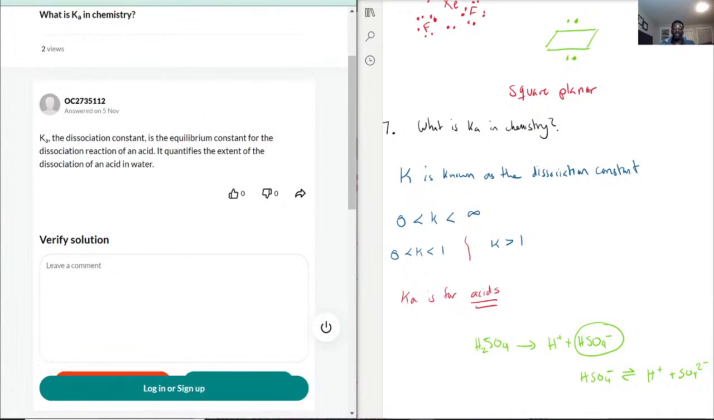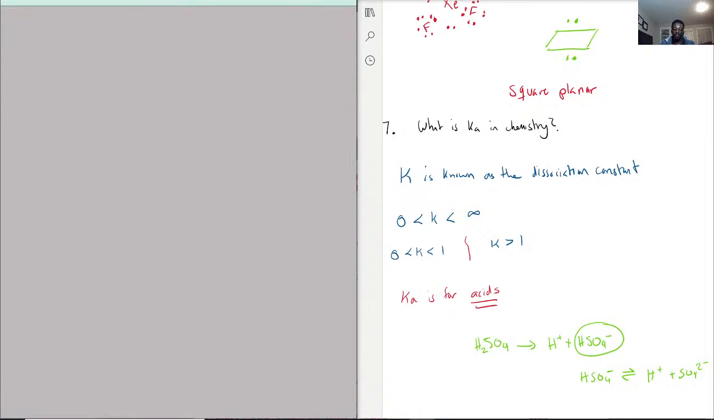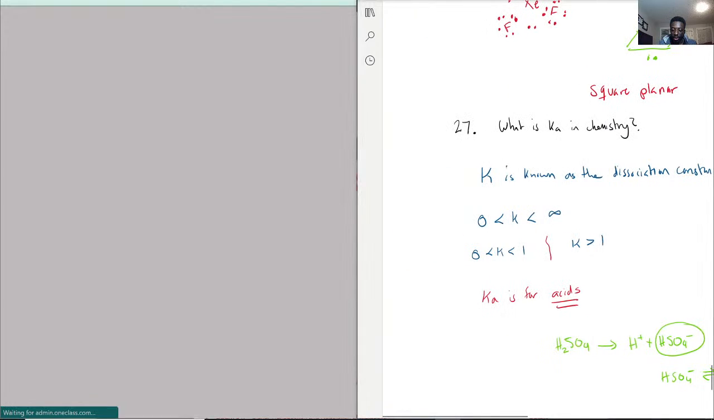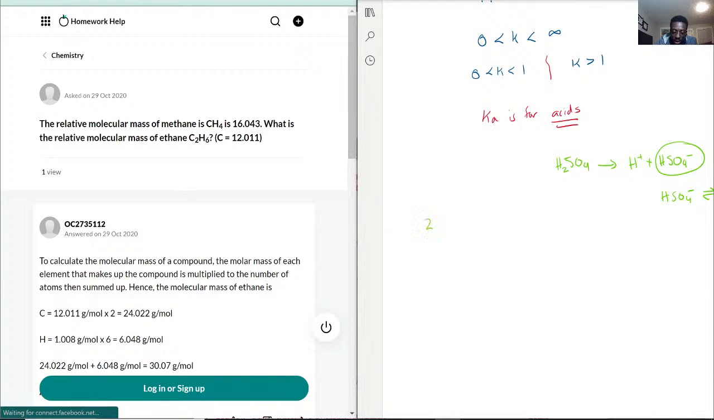And exactly, they mentioned it, which is good, that this is all dissociation in water. So you don't want a solution of ethanol or anything. This is water as the aqueous solvent, the solution that it's in. So this is correct. Now that we've finished question 27, we're going to go over to question 28.